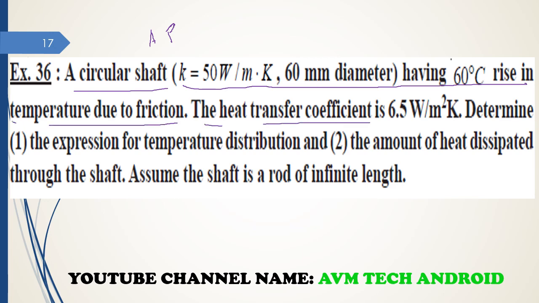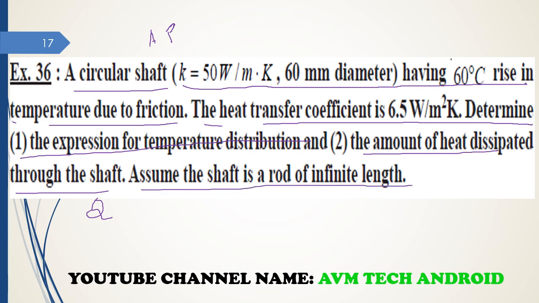The heat transfer coefficient is 6.5 watt per meter square Kelvin. Determine the expression for temperature distribution and the amount of heat dissipated through the shaft, meaning we have to find out Q. Assume the shaft rod is of infinite long length. Here it is clearly mentioned it is an infinite long length shaft, so there is no need to worry which case we have to consider. It is an infinite long case.